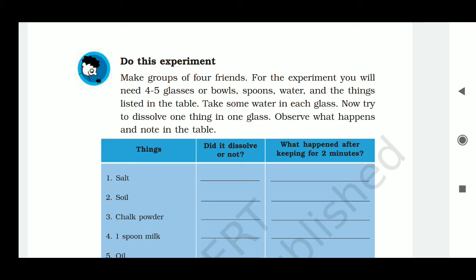For the experiment, you will need 4 to 5 glasses, spoons, water, and the things listed in the table. Take some water in each glass. Now try to dissolve one thing in one glass. Observe what happens and note it in the table. So in order to check the solubility, and what happened after keeping for 2 minutes, observation also we are going to do.